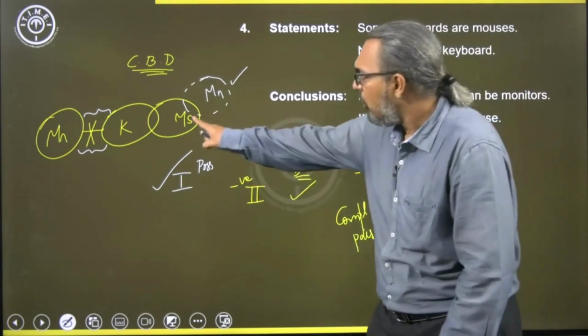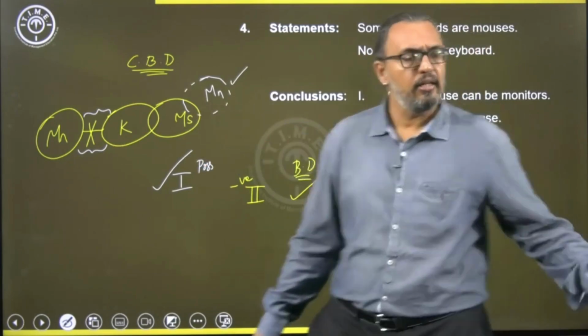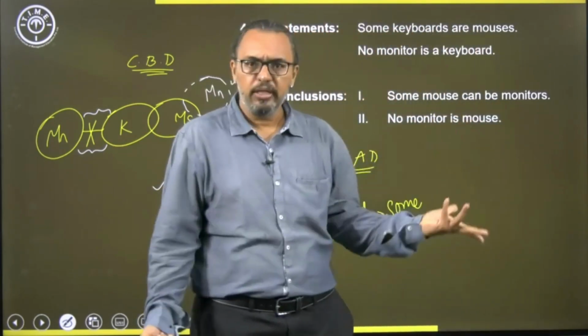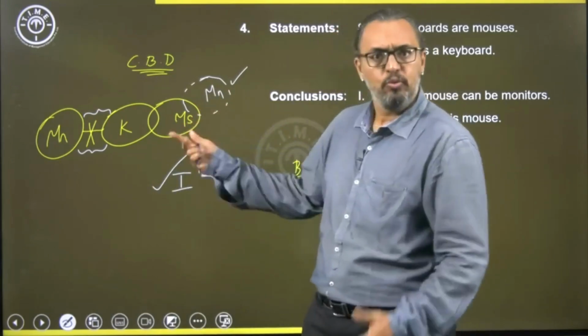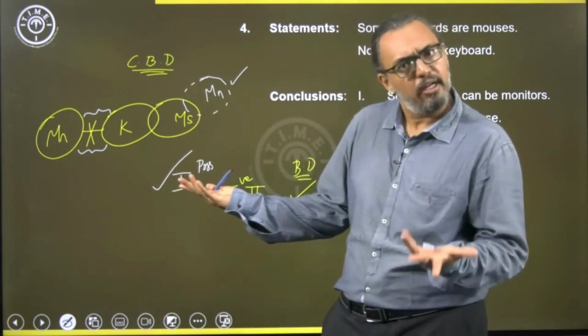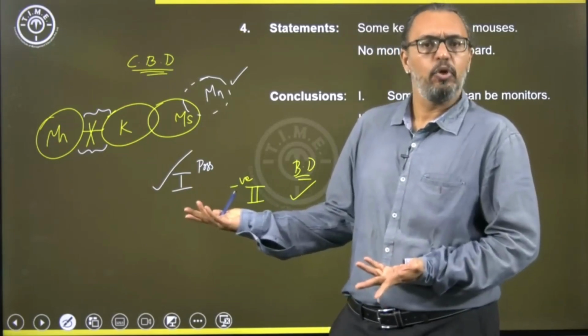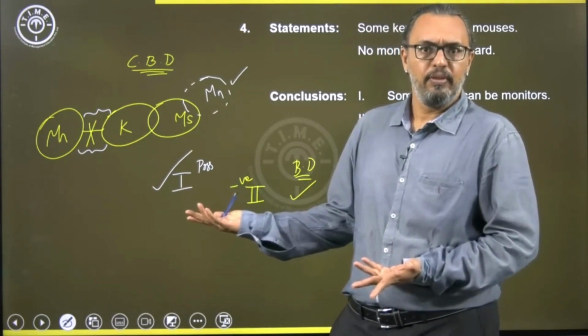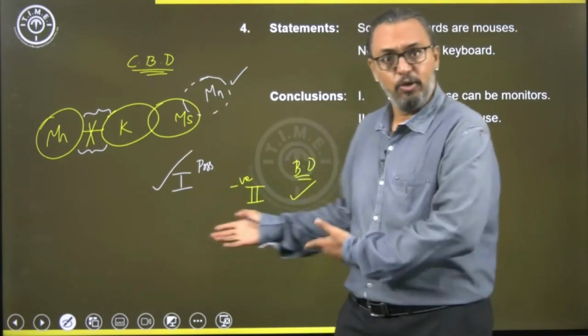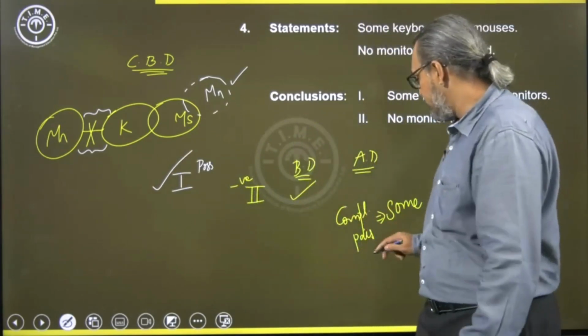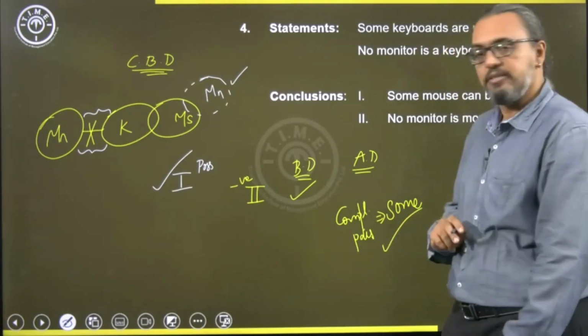But that we have already checked in the earlier conclusion. Some mouse or monitor is same as some monitor or mouse. Am I able to have an overlap between monitor and mouse? Perfectly, without a problem. It is already proved in the first conclusion case. So again, you don't have to do that. So I can clearly say the complementary pair satisfies.